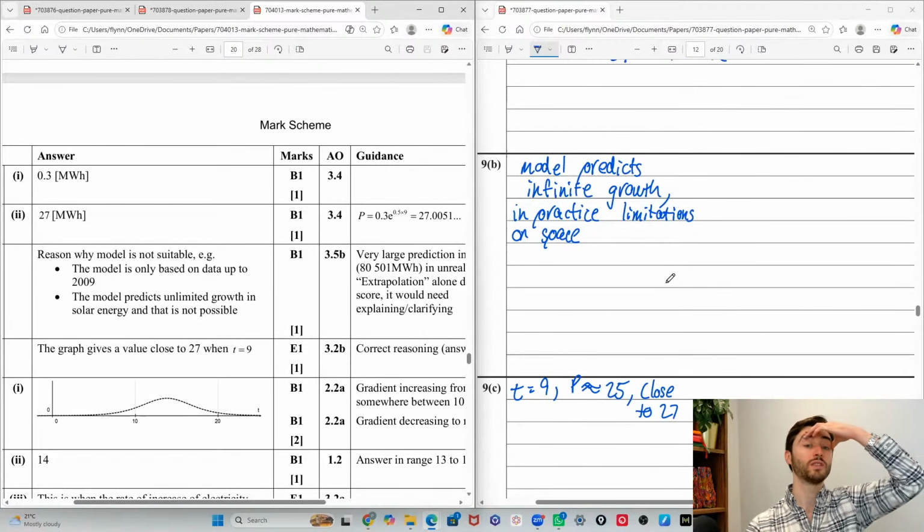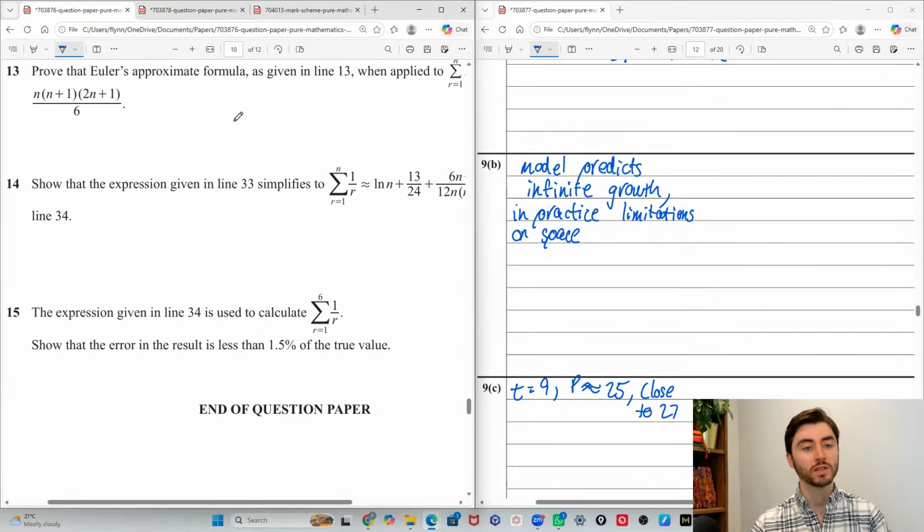Oh, extrapolation. The model's only. Okay. Or hold on. The limited growth in solar energy, so it's not possible. Okay, yeah, I went with that one. It was important to note, actually.